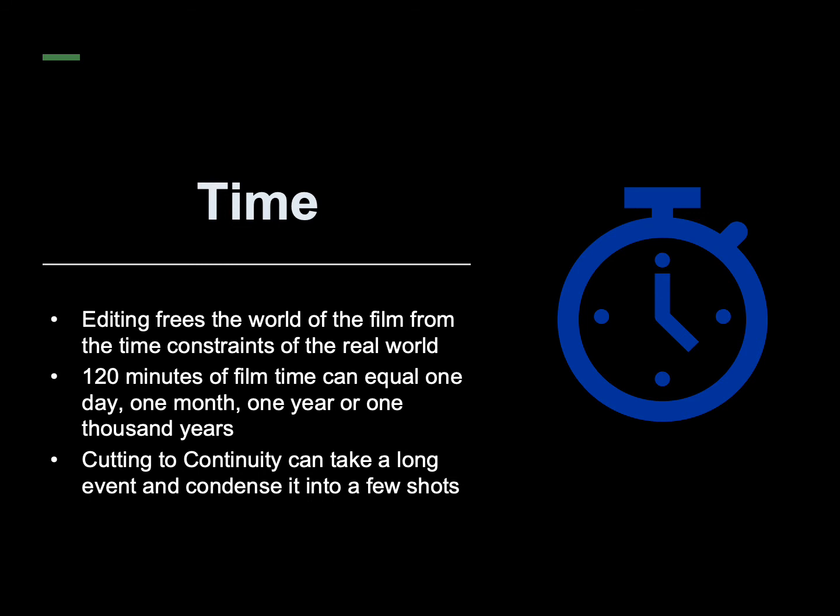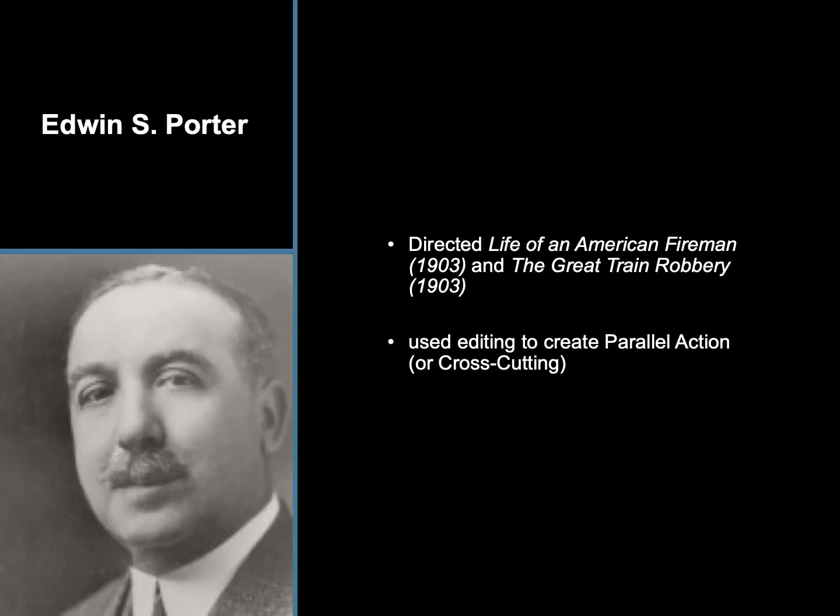Time. Editing frees the world of film from the time constraints of the real world. 120 minutes of film time can equal 1 day, 1 month, 1 year, or even 1,000 years. Cutting to continuity can take a long event and condense it down into a few shots. Edwin S. Porter directed Life of an American Fireman and The Great Train Robbery. Use editing to create parallel action or cross-cutting.